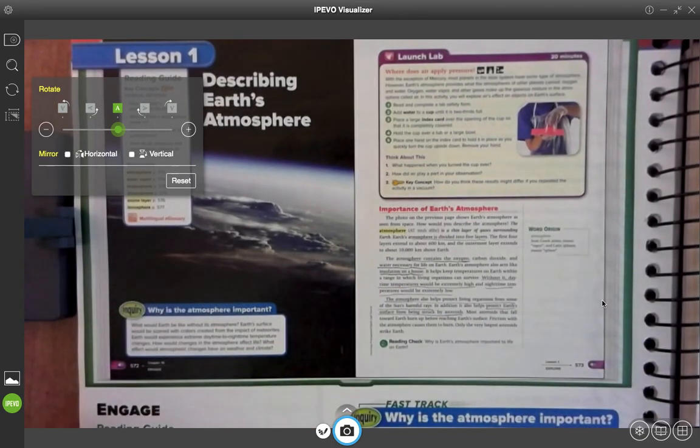Weather occurs in the atmosphere. You can fly in the atmosphere, and we're going to talk about each layer. There are 5 layers that we're going to discuss here in this lesson. So let's look at the next page here.